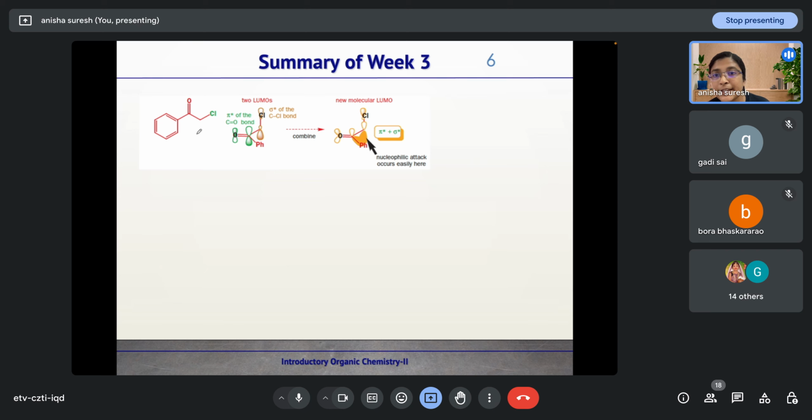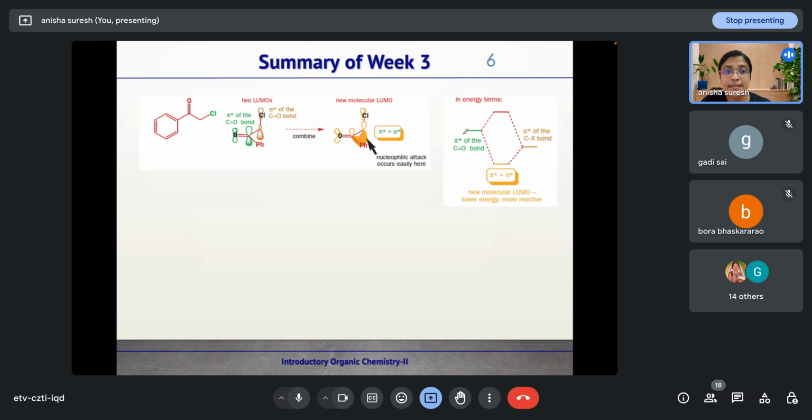Then we have considered that if an electronegative group is present adjacent to the carbonyl group, then this is the pi star orbital of the C=O, and this is the sigma star of the C-Cl bond. So the pi star of the C=O bond and the sigma star of the C-Cl bond can combine, resulting in the formation of a new molecular LUMO, which is pi star plus sigma star. This will have lower energy compared to that of the pi star and sigma star. Hence the nucleophilic attack can occur easily here.